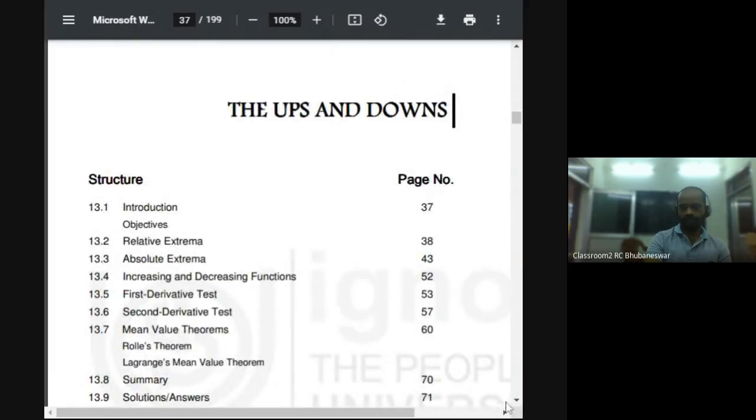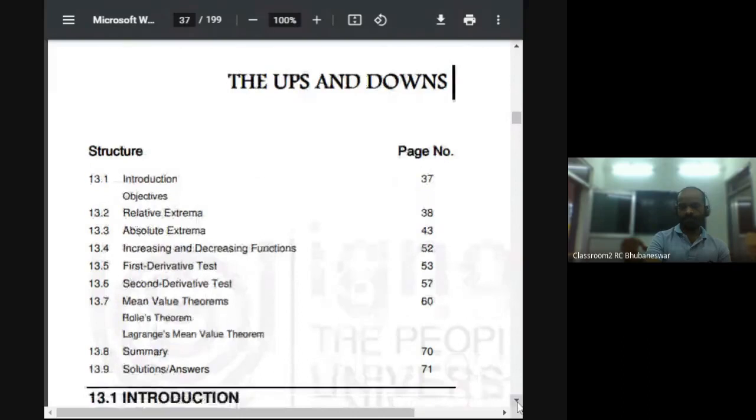So the next unit is about the ups and downs. Here we are going to discuss increasing and decreasing functions, and how we can tell whether a function is increasing or decreasing without plotting its graph. This is the main focus of discussion in this particular unit.